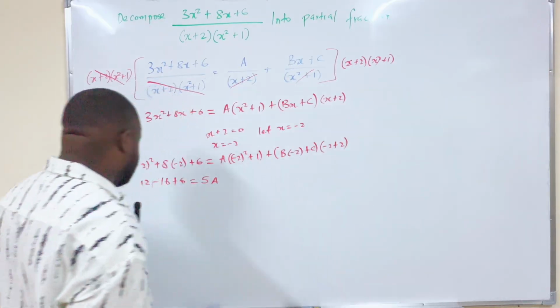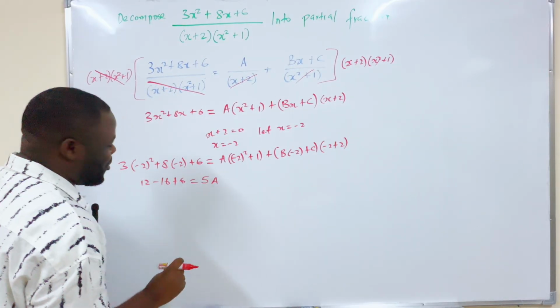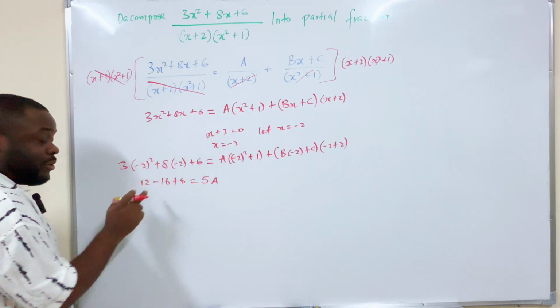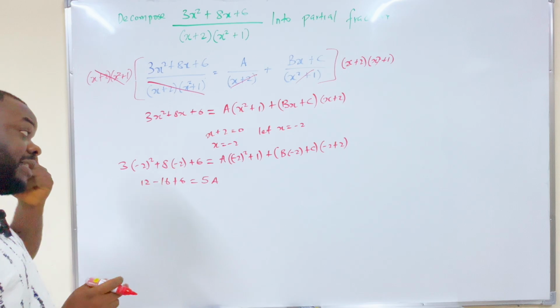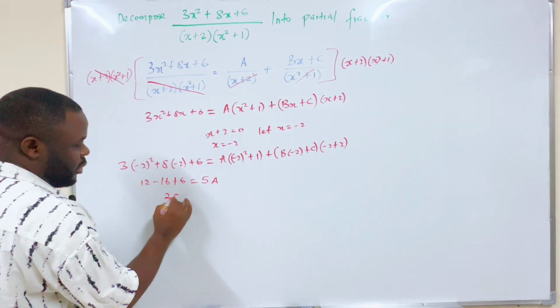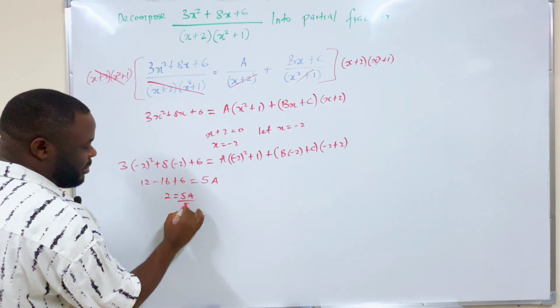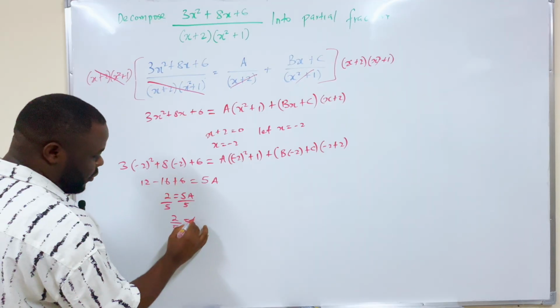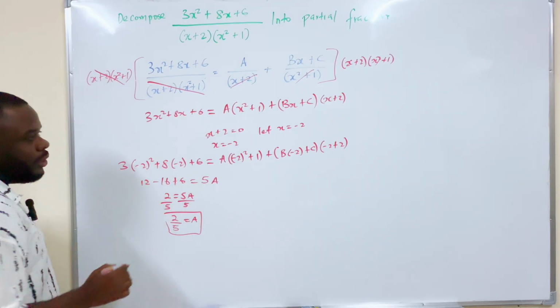So this side is cut off. We have 12 minus 16, which gives negative 4. Negative 4 plus 6 gives us 2, which equals 5A. Divide both sides by 5, so 2/5 equals A. That is the value for A.